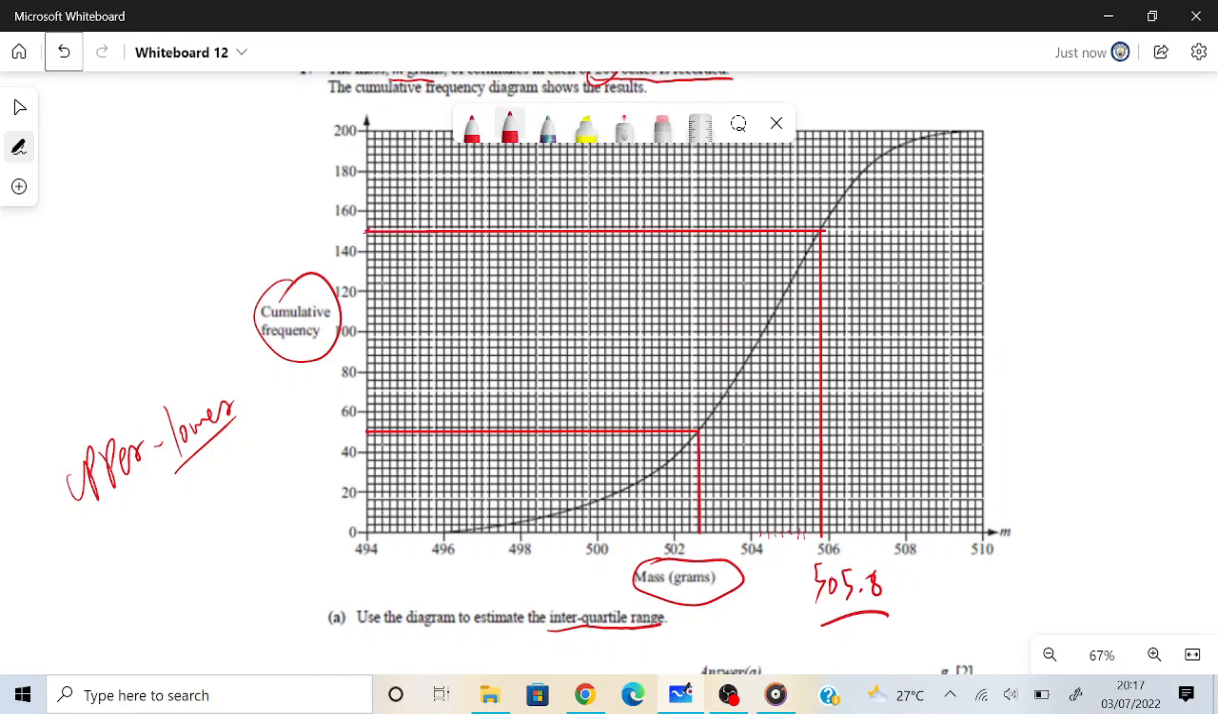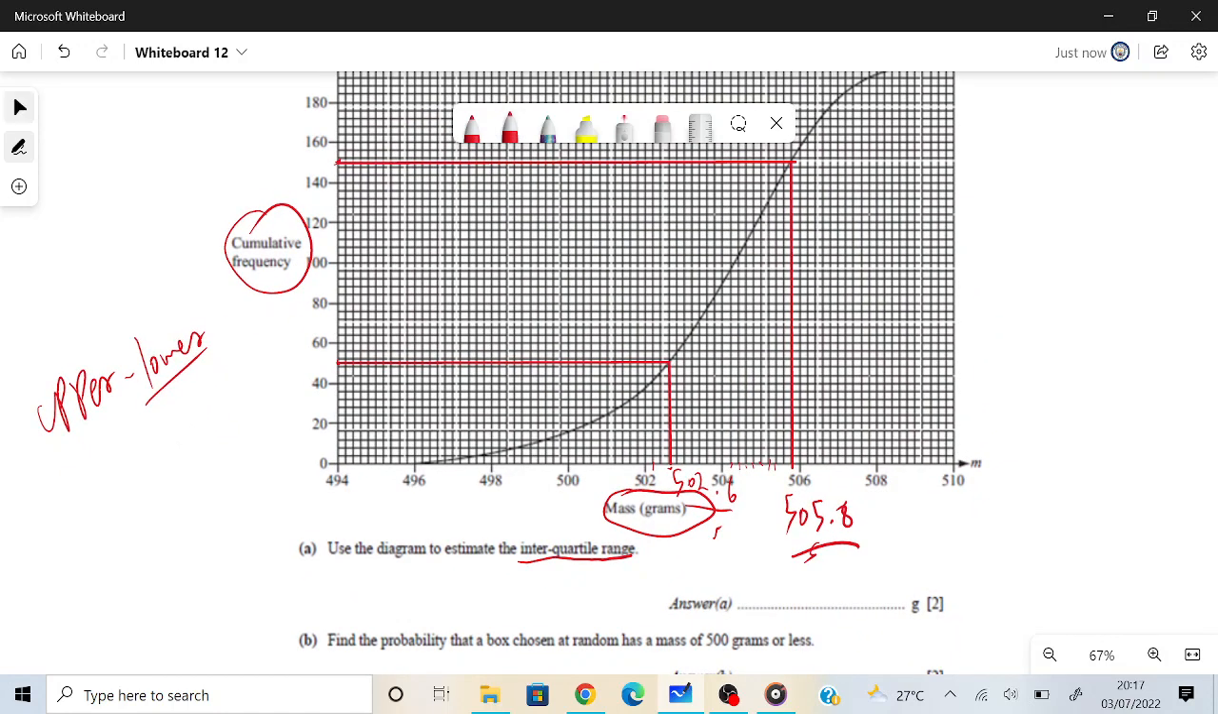Yep, and this is 502.2, 0.4, 0.6, which is 502.6. Let me just write that on. 502.6. Let me just confirm that real quick. Yep, looks much like 502.6. And to find the interquartile range, you simply take this and subtract it by this. So 505.8 minus 502.6, and doing that you should get 3.2.